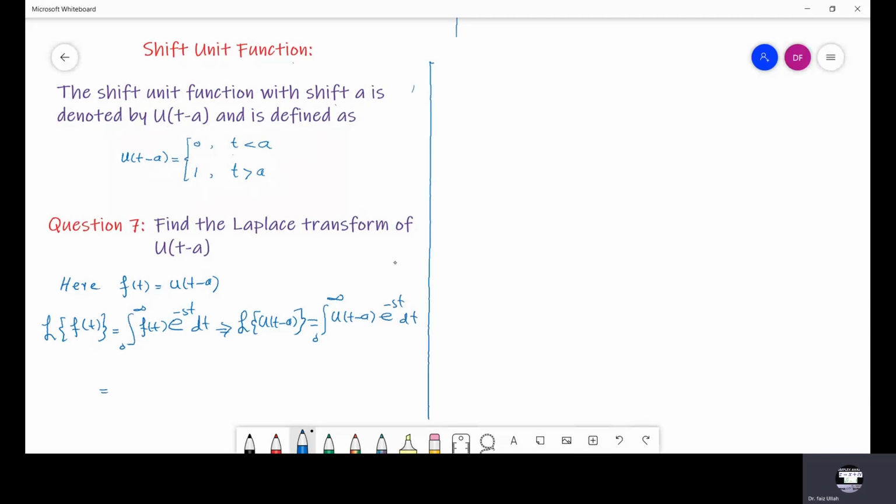Now we can see that from 0 to a, the value of u(t − a) is 0, times e^(−st) dt. And if we take from a to infinity, the value of u(t − a) is 1, times e^(−st) dt. So this can be written as the first term is now 0 and the second term is the integral from a to infinity of e^(−st) dt.